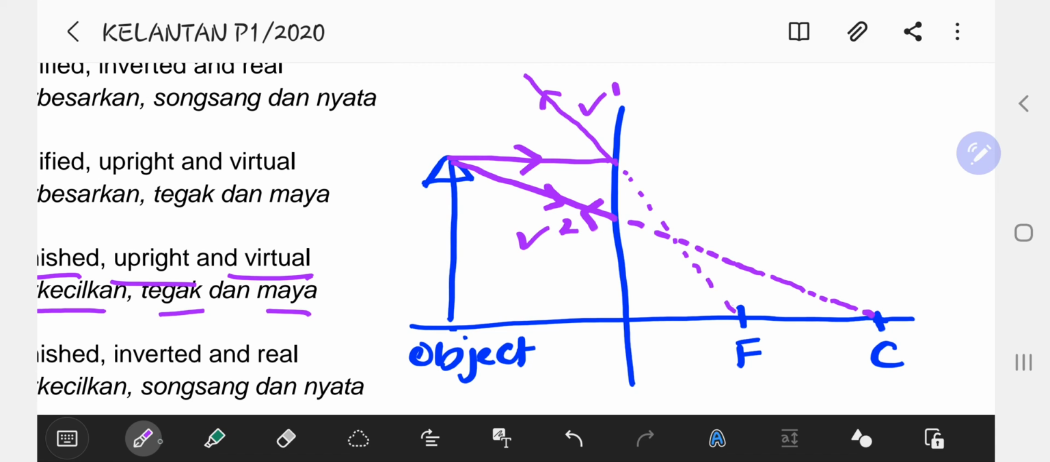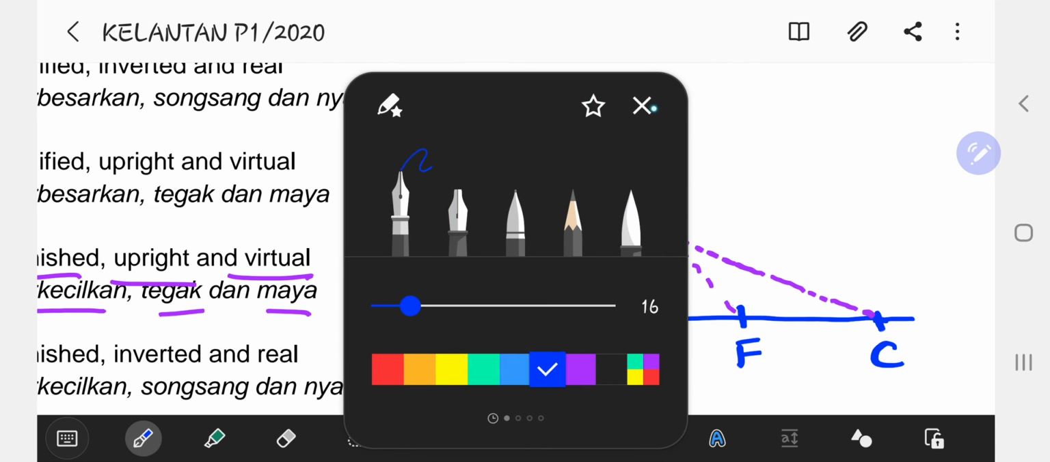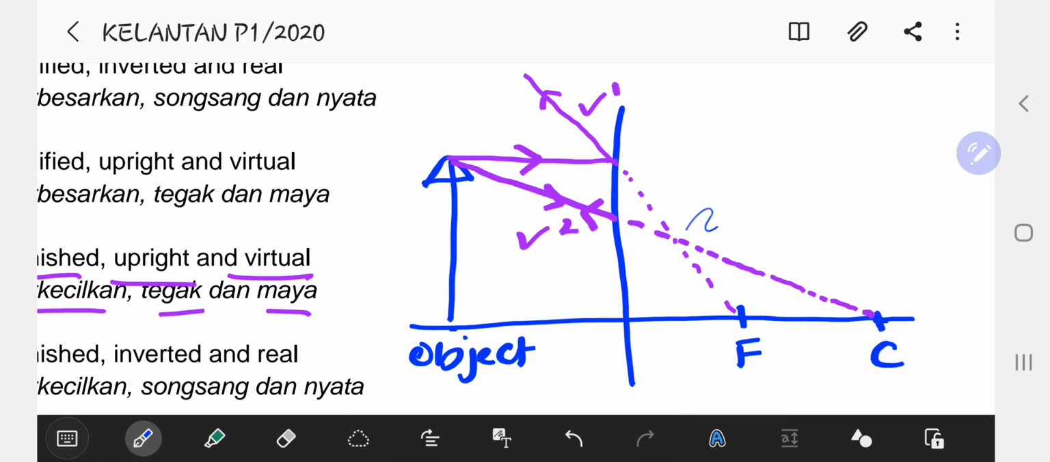Now you can see the intercept. The intercept is where the image is formed, here, this part. This one has an intercept, right? So this is the image formed. Normally we use a dotted line to represent this image because this is a virtual image. So virtual, boleh nampak tegak, upright, and lebih kecil compared to the object. So this is the image. The image will be mark number 3. Hopefully you can understand this.